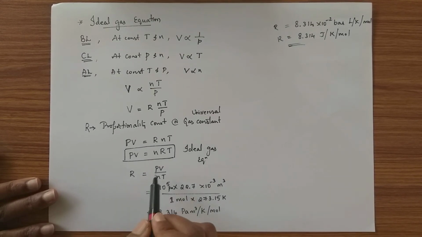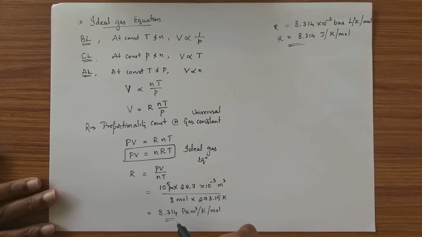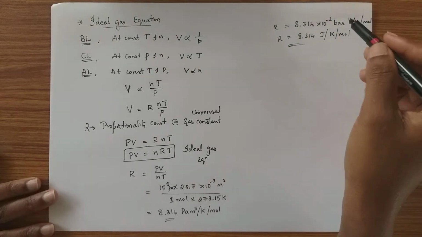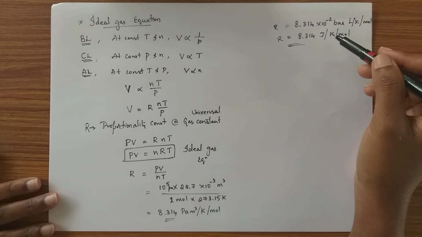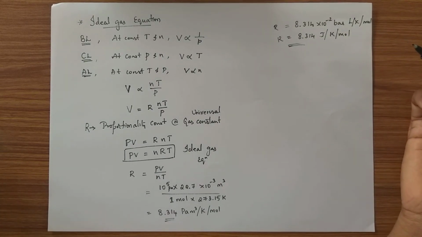Clear? R equals PV by nT, we are just substituting the standard values, there we get the value of R. Clear? So in terms of different units, only the units change, that's all. So at STP these conditions are used, these values are used, and finally we get the value, that is R is equal to 8.314.